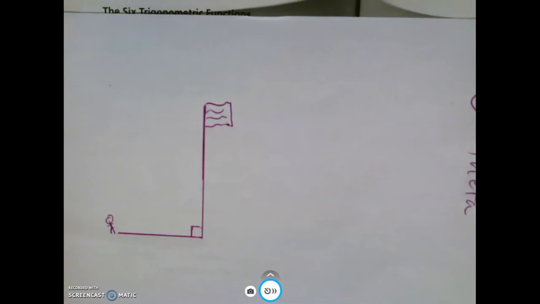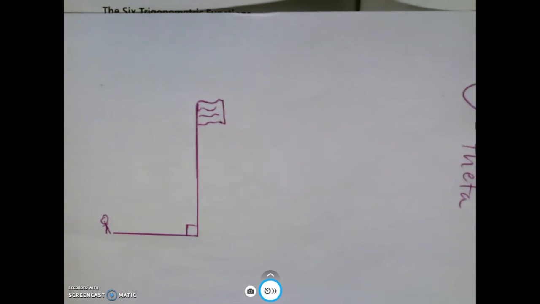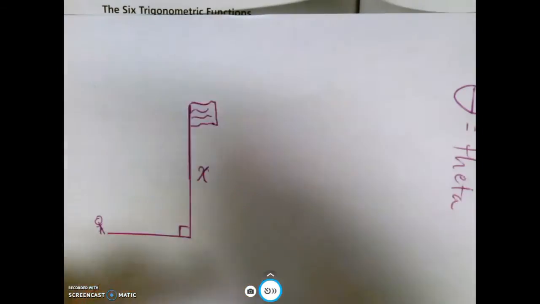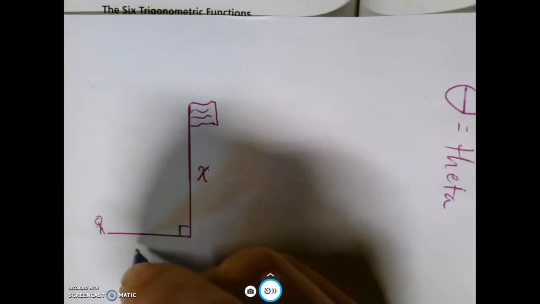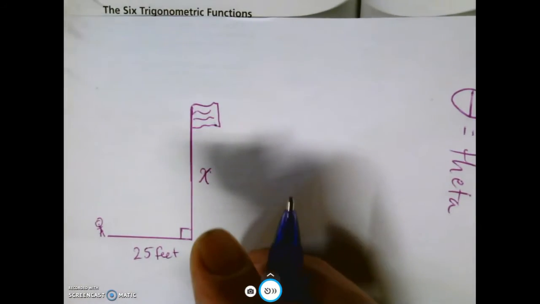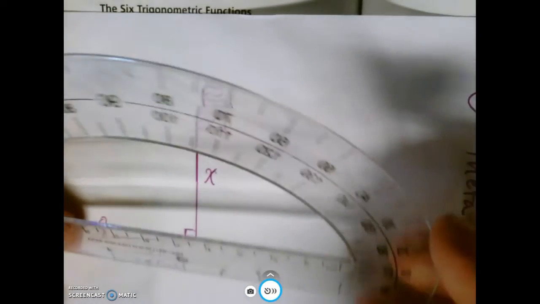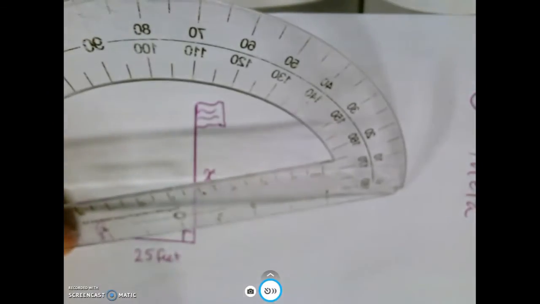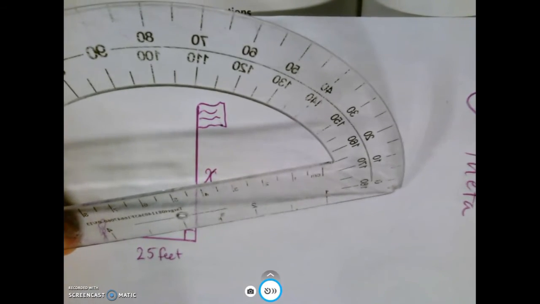Here's what I mean. So let's say you're standing, staring up at a flagpole, and you really need to know how tall this flagpole is. You don't know the height. We're going to call it X, we could call it H, we could call it whatever. But let's say you're standing 25 feet away, and then you look up, you happen to have a protractor. Now, who the heck brings a protractor with them? No one. But nowadays with the cell phone, there is actually an app that will measure angles for you. You just tilt your phone and it finds the angle.